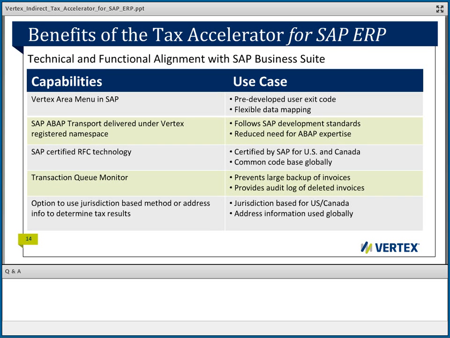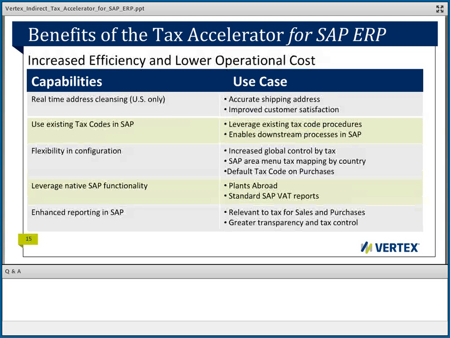Other things to make people more relaxed: queue monitors are very important. If there are issues with the queue, existing clients may know the queue could get blocked. Notification services and automated processing is now available with the accelerator. And once again, real-time address cleansing, that's a separate license. Just want to make sure that we utilize address cleansing for U.S. only.